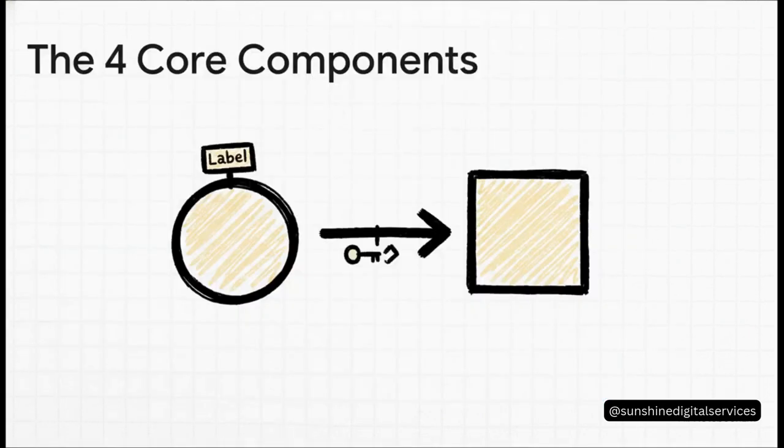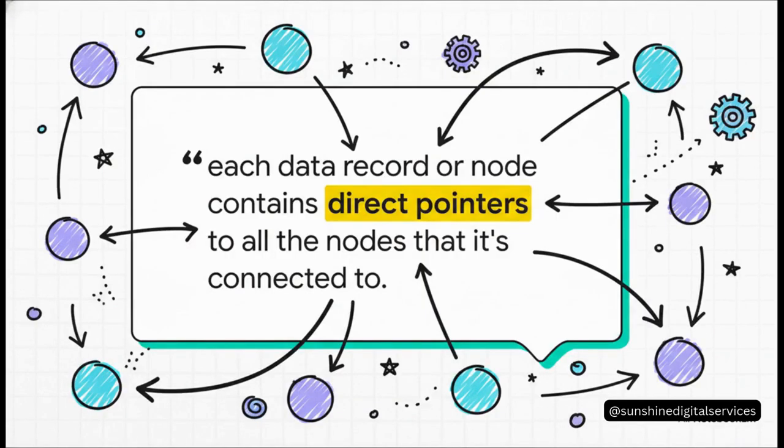And really, when you boil it all down, this whole incredibly powerful system is built from just 4 core components. You've got your nodes, the things. You've got your relationships, the connections between them. Then you have properties, which is just data you can stick on either a node or a relationship, like a name or a salary. And finally, you use labels to group similar nodes together, like labeling certain nodes as a player or a team.